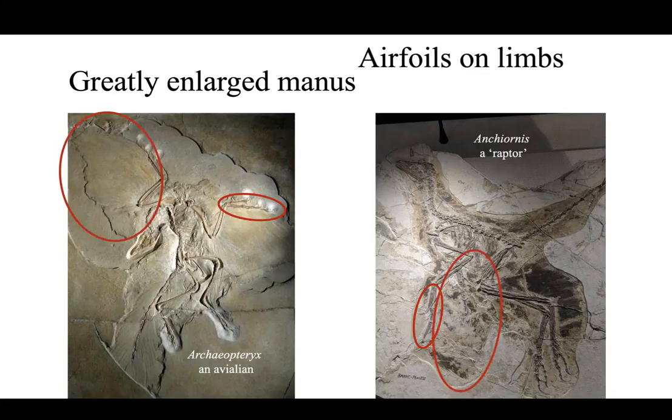There's airfoils on the limbs. And so what I mean by that is not just like, oh, there's feathers present on the body. There's long feathers present on the limbs. I mean that the feathers on the forelimbs are together integrated to form something that is an airfoil, something that can act in an aerodynamic way and potentially provide lift to this animal.